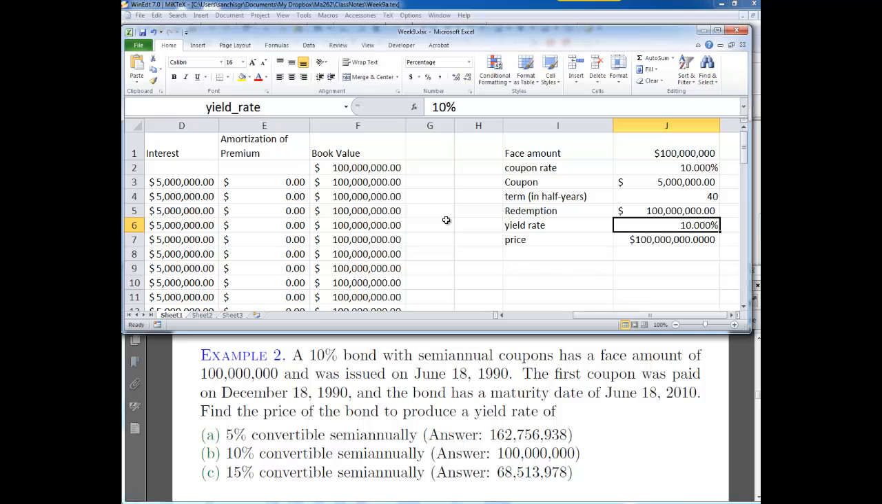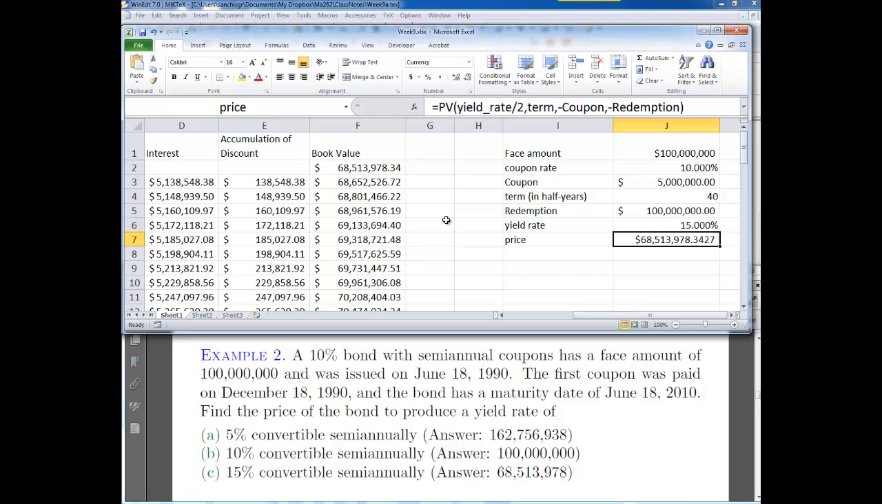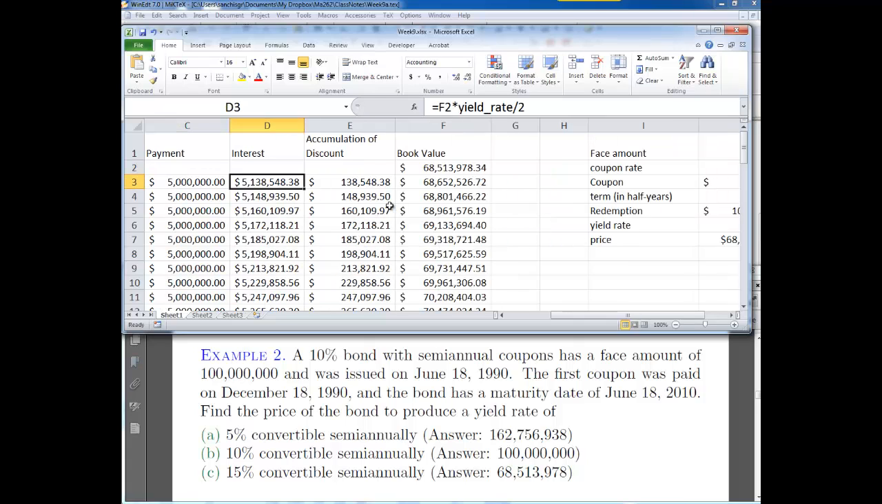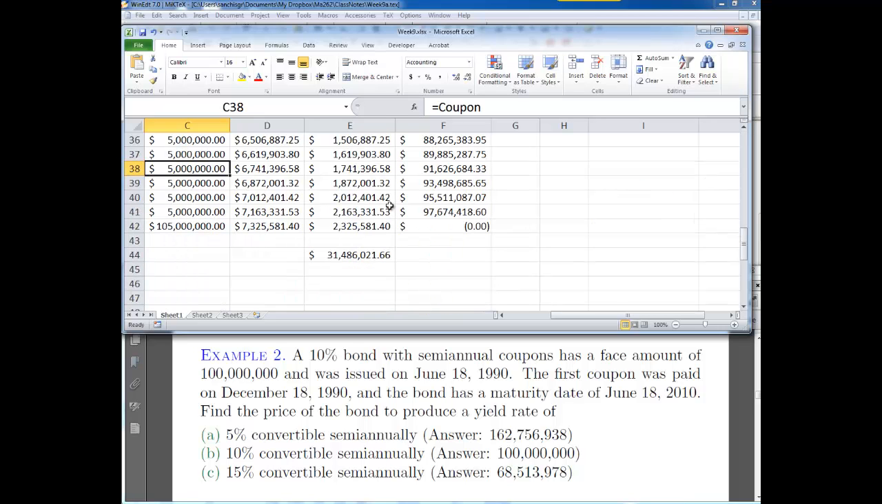and then finally when I change the yield rate to 15%, then the price will be 68,513,978. And that would be a bond that sells at a discount because it's selling for less than 100 million. The coupons in this case do not pay enough to cover the interest, right? And so because of that, I'm not willing to pay 100 million for this bond that won't give me enough interest to cover that loan. So that's the way that one works.